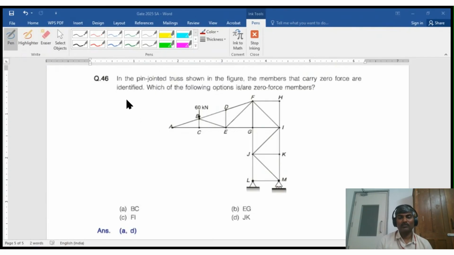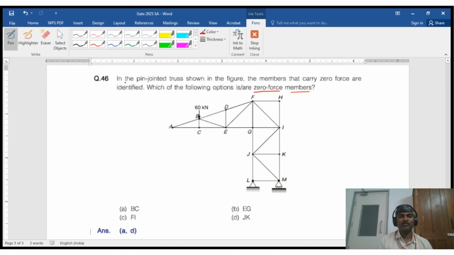In this session we talk about the GATE 2025 question on trusses, identifying zero force members. You may visit my previous videos on how to identify zero force members in a truss, which will help you understand this solution in a better way. Okay, right. Now you can see this question.